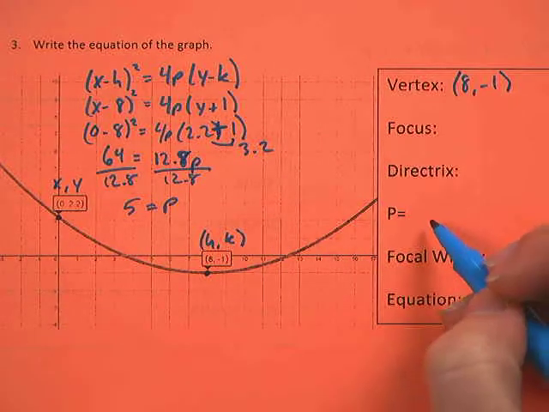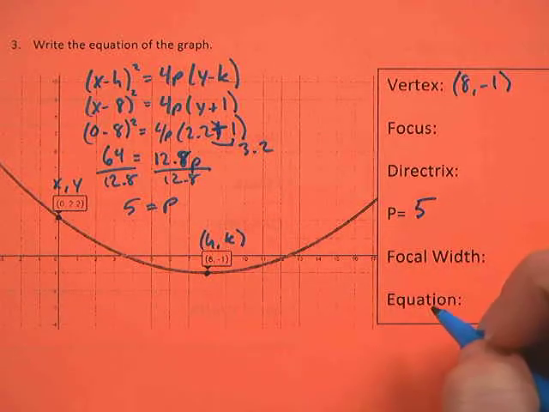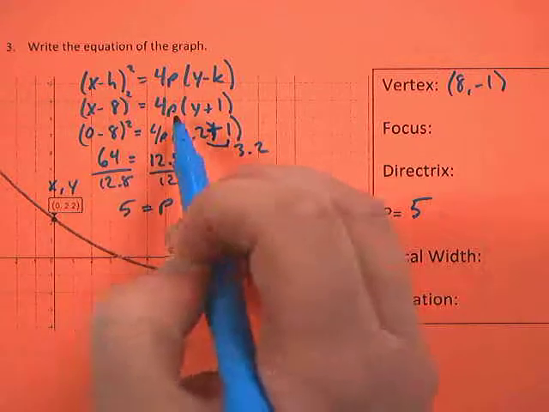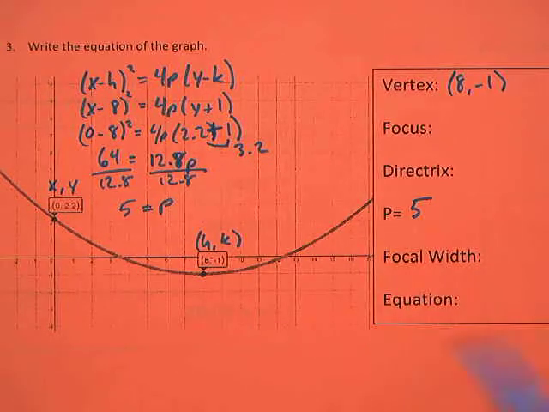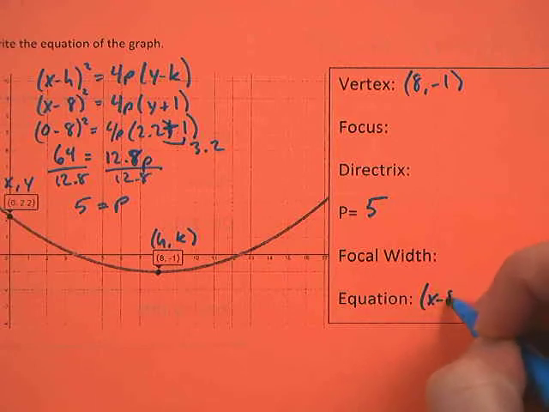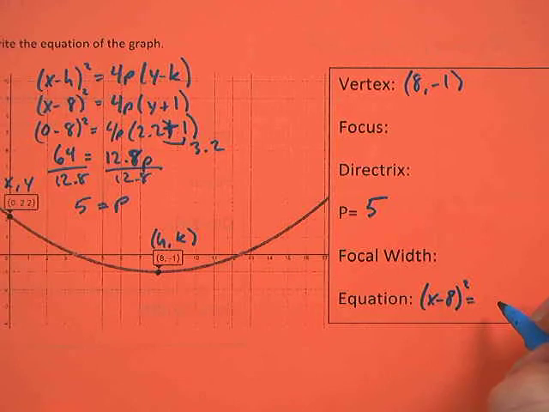And that's one of the things that's asked for over here, so we know p is 5. And now we can actually write our equation. So we have to take the equation that we had up here where we're missing the p-value, and we have to plug p back in. So we have (x - 8) squared equals, and since it's 4p, 4 times 5 is 20, so 20 times (y + 1). So there's our equation for this parabola.